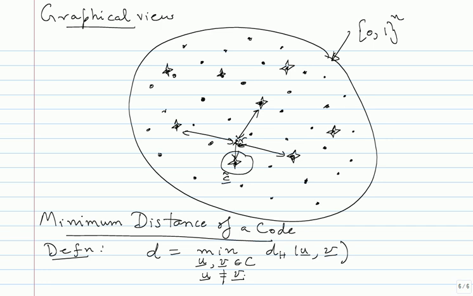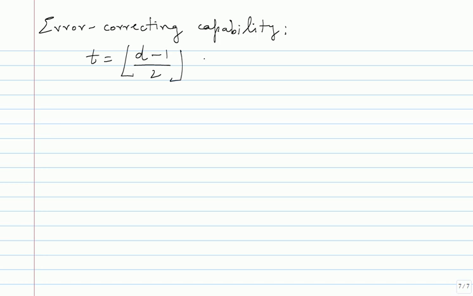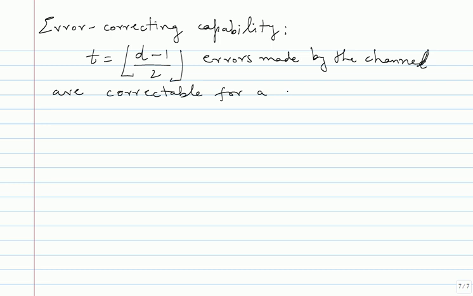So from this picture, this graphical picture in view, and this definition, I'll make a statement next. It will be very clear. I don't even have to prove it. So this is the statement about error correcting capability. t equals floor of (d minus 1) by 2 errors made by the channel are correctable for a minimum distance decoder, for a code with minimum distance d.